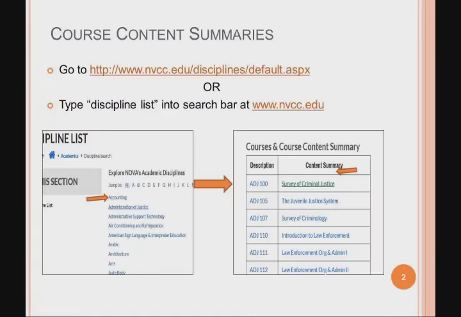On the screen is the link to find the course content summaries on the NOVA website. Or you can just go to the NOVA website right there, www.nvcc.edu, and type discipline list into the search bar, because that link is a little bit lengthy. When you type that into the search bar, there will be a page that appears with a list of web links.